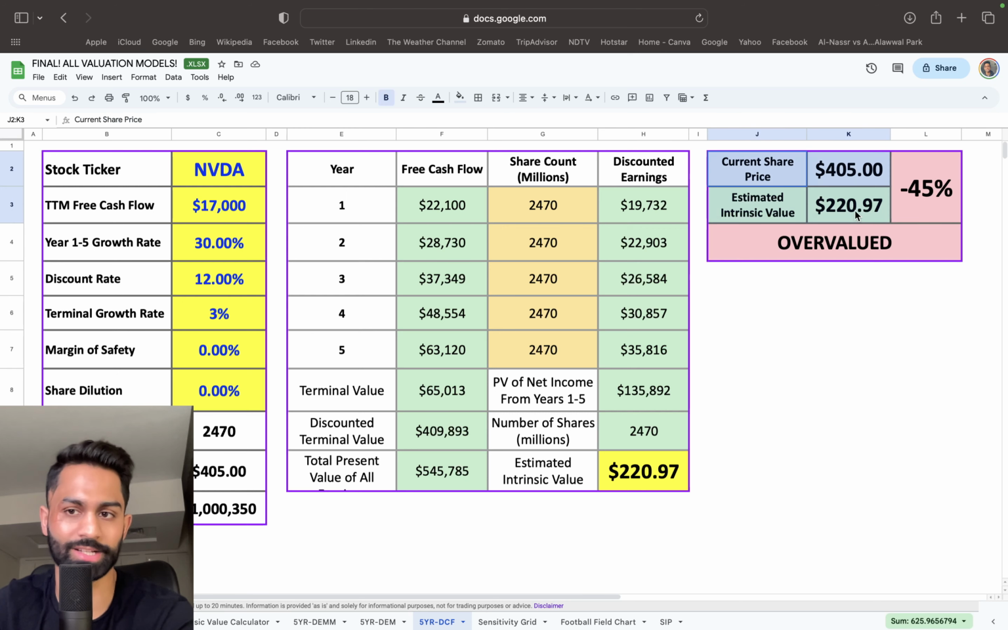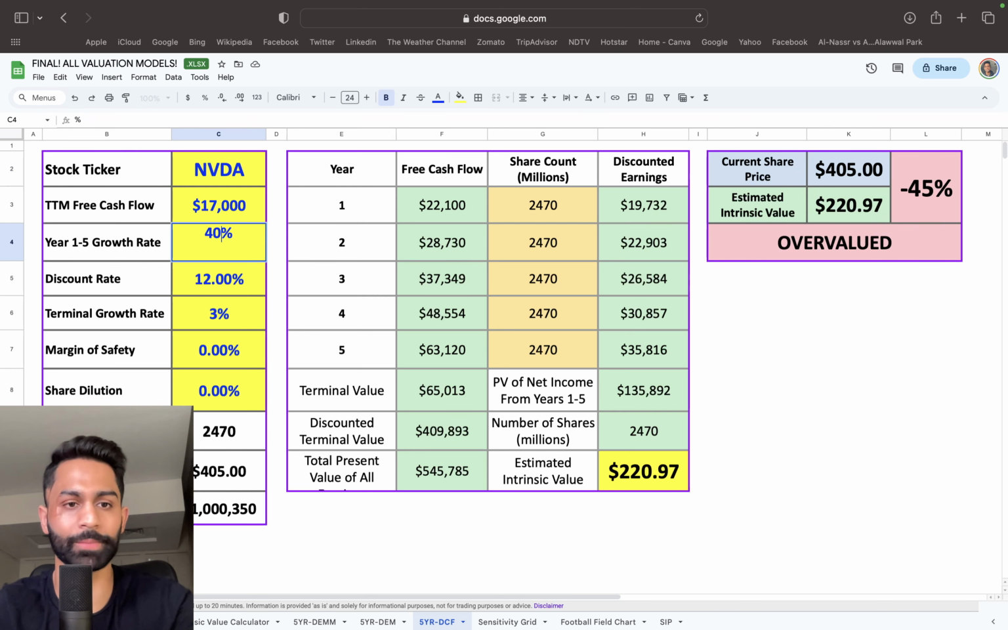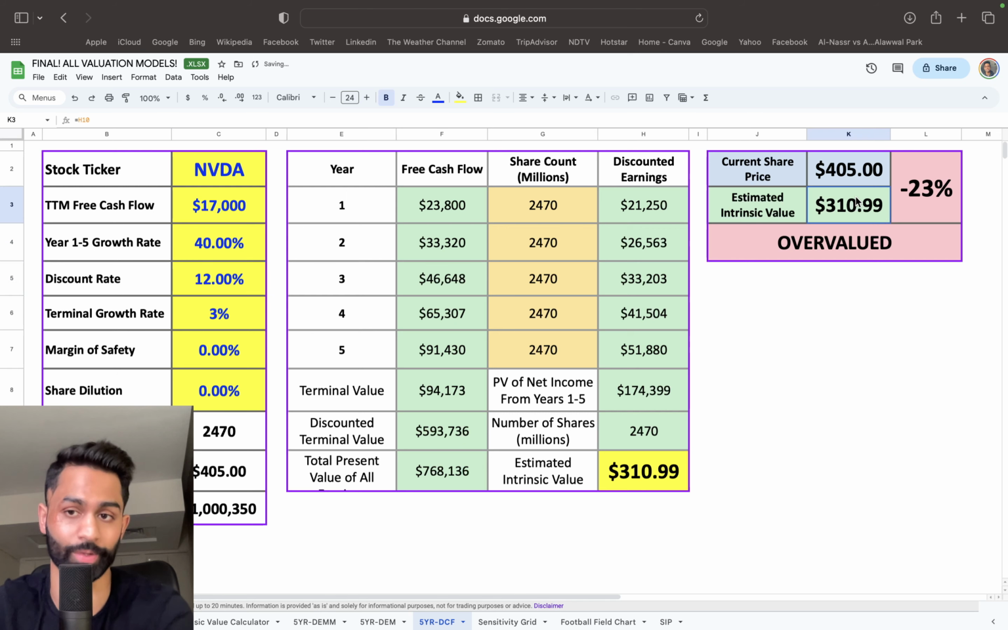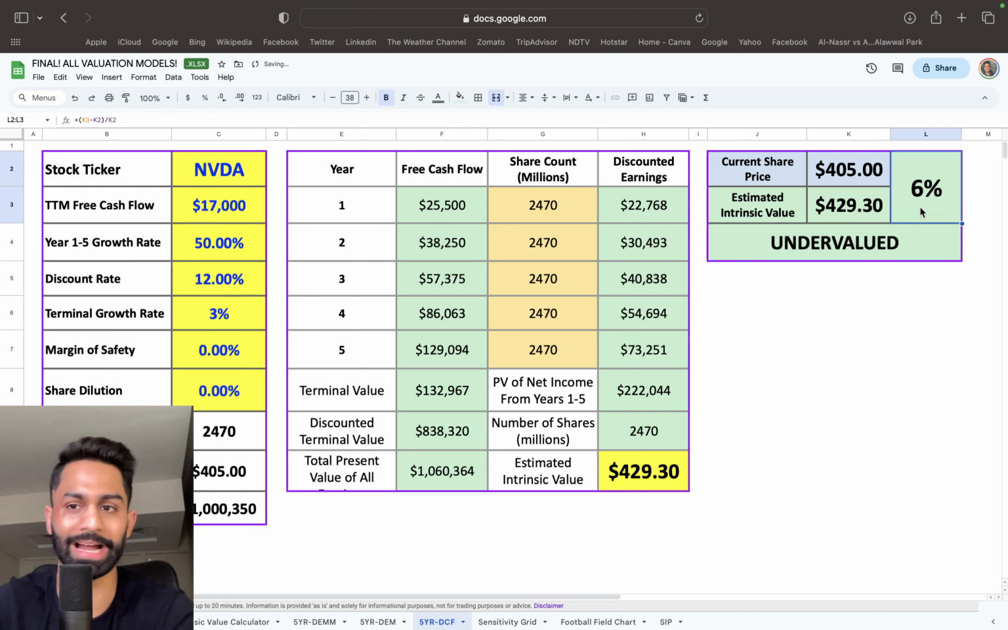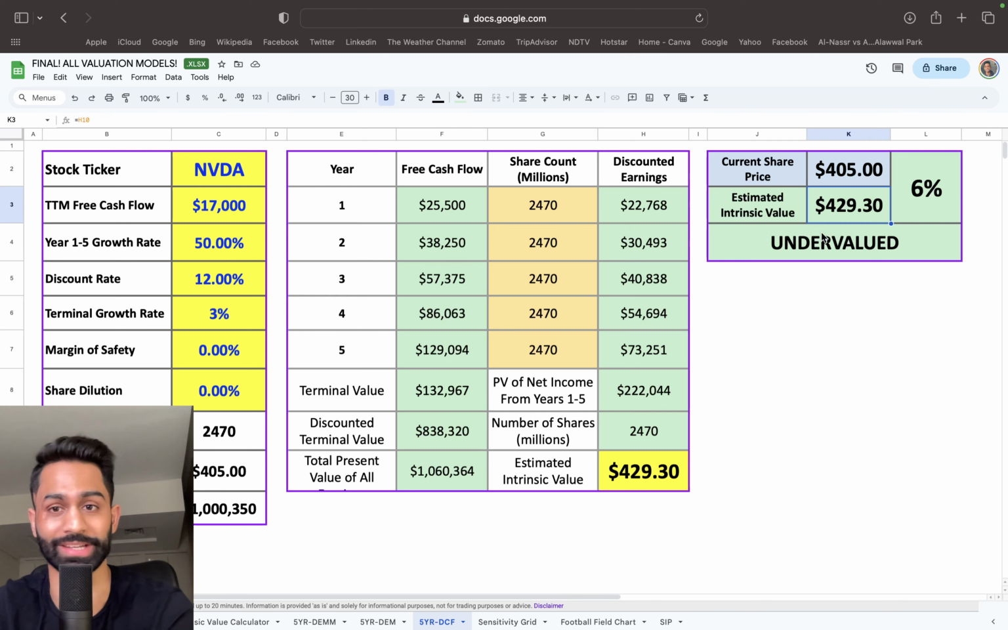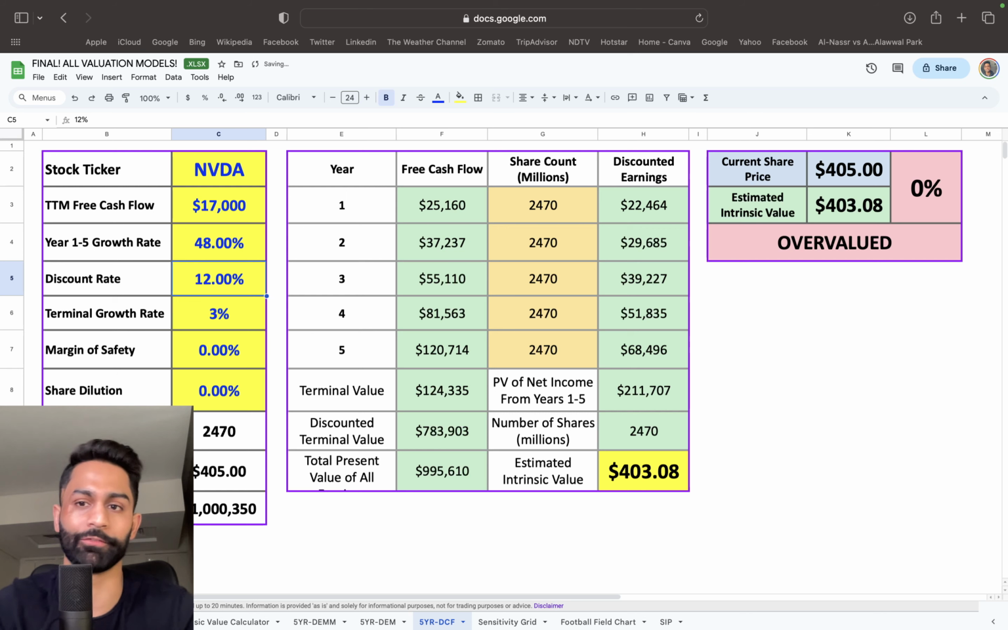Now let's try to match these numbers, right? Let's see if we can match these numbers. What is going to be that number looking like? So let's just do 40% growth. Okay, so we're getting close, $310. Let's just say 50% growth. There we go. So now we're at 6% undervalued, meaning the estimated intrinsic value is at 429 and the price per share right now in the market is 405. Maybe we can go a little bit lower, 48%. There we go. Perfect. So now the intrinsic value is equivalent to the actual share price.